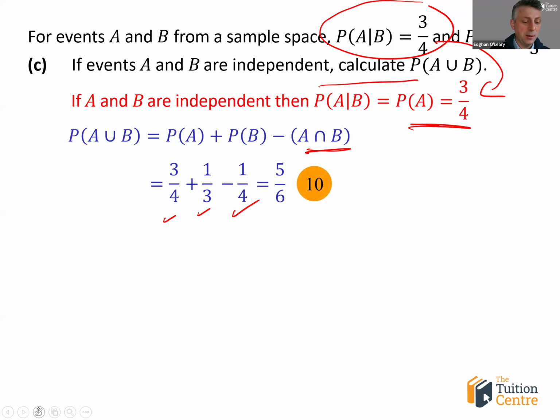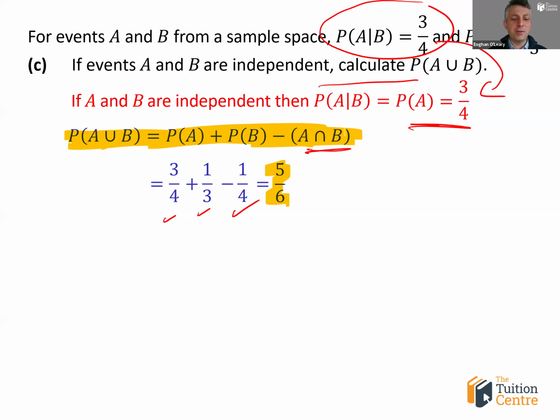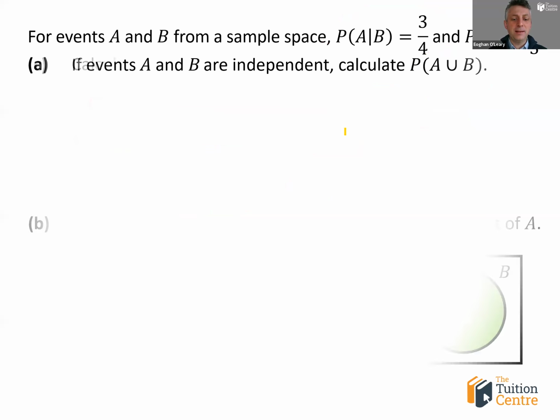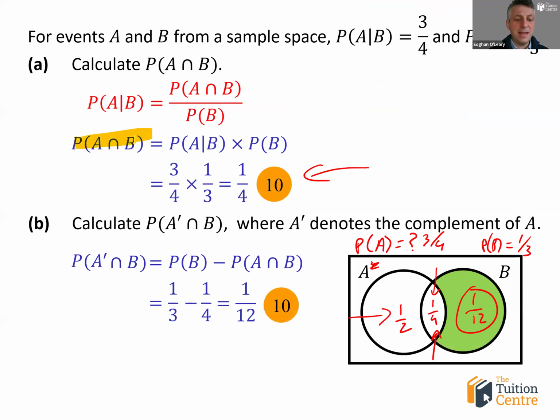Now, some of you might think, hold on a second. We know that this formula only works if A and B are not mutually exclusive. But we're not told that in the question, but we know it because what it means to be mutually exclusive is there will be no overlap between A and B. But we have found in the very first question that there was an overlap. The probability of A intersection B is 1/4.